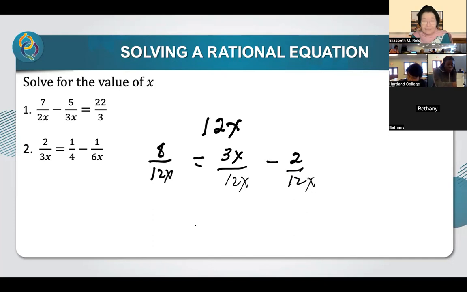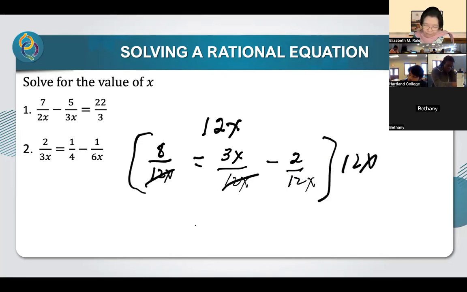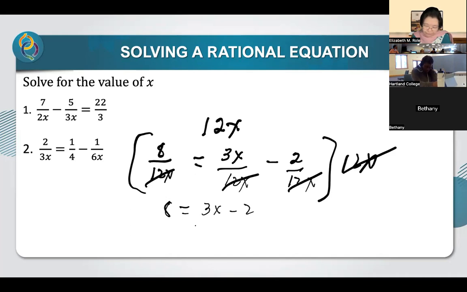That is the same as multiplying the numerator by 2 and the denominator by 2. Knowing that x is not equal to 0 here, if I multiply both sides by 12x, all of this will be eradicated. So we'll just have 8 is equal to 3x minus 2. 8 plus 2 is equal to 3x, so 10. So x is equal to 10/3.